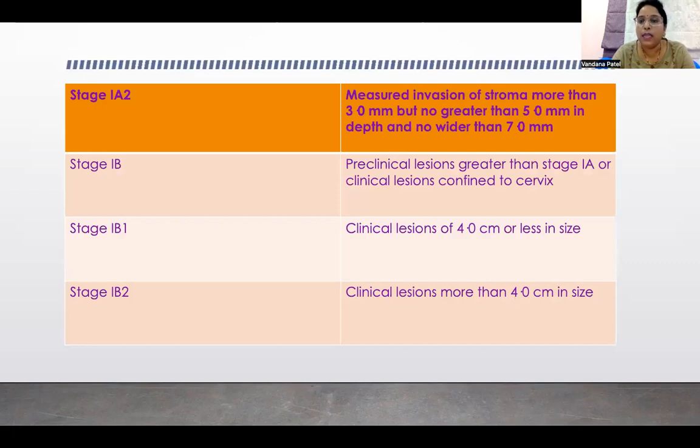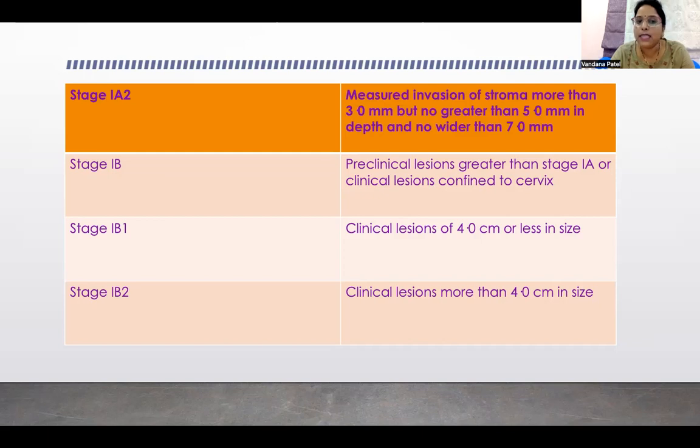In stage 1A2, the depth of the stroma is now more than 3 millimeter, but less than 5 millimeter. So the depth of the stroma is between 3 to 5 millimeter, and the breadth of the tumor is not more than 7 millimeter. Next is stage 1B, which means the lesion is now greater as compared to stage 1A. However, it is confined to the cervix only.